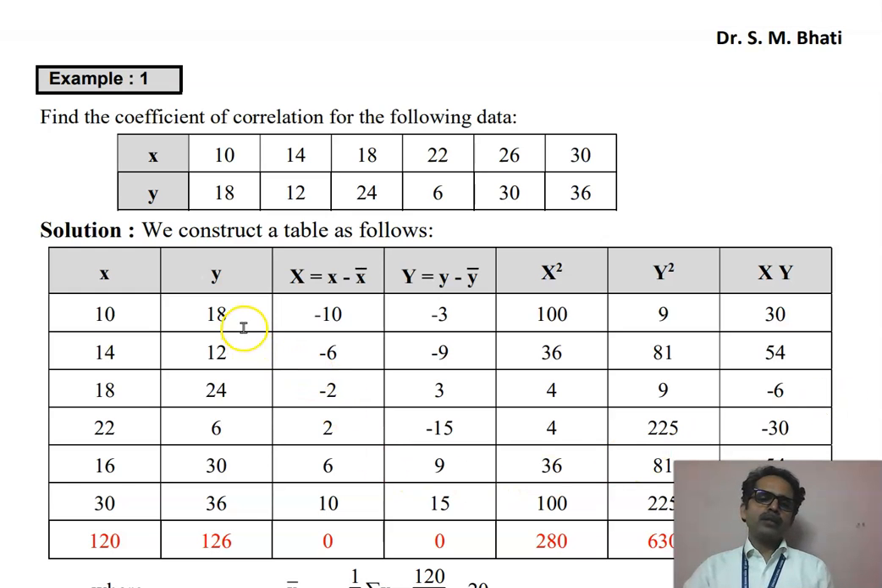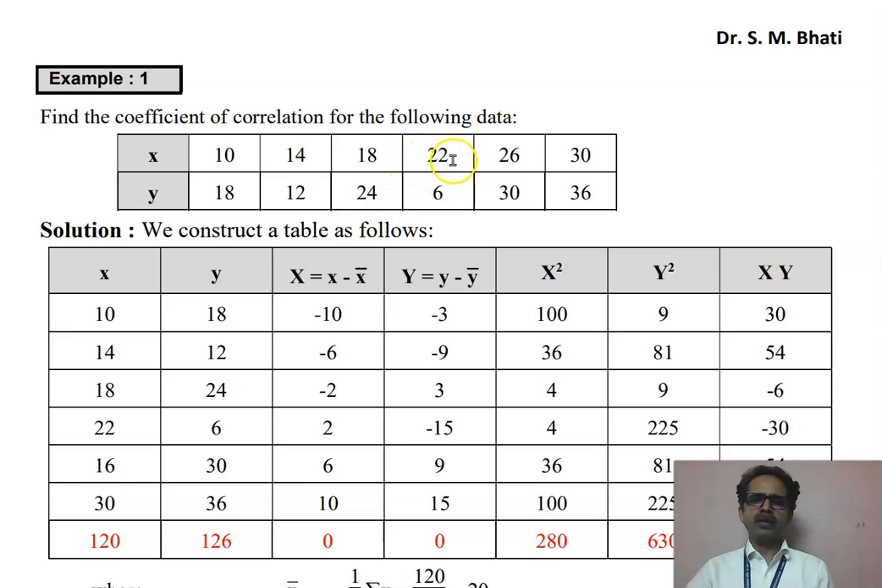Then take the second column as y: 18, 12, 24, 6, 30, 36. Add all these values of y, that means take the column sum. If you take the column sum, you will find 126. So 126 represents summation y.